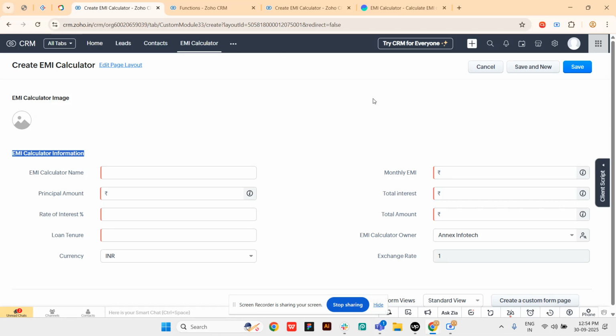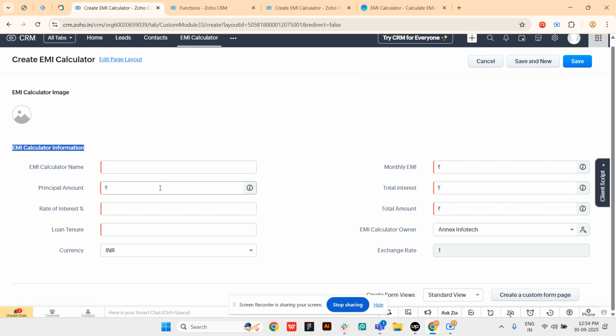Hello, today's video is going to be about the EMI Calculator, which I have created. In this, first of all, I have created the fields: principal amount, rate of interest, and loan tenure. After filling these in, it will calculate and provide me the monthly EMI, total interest, and total amount.